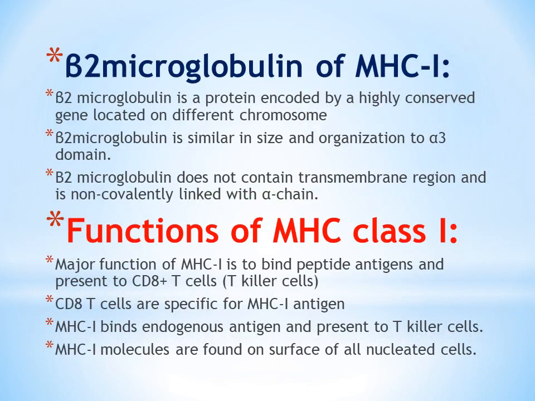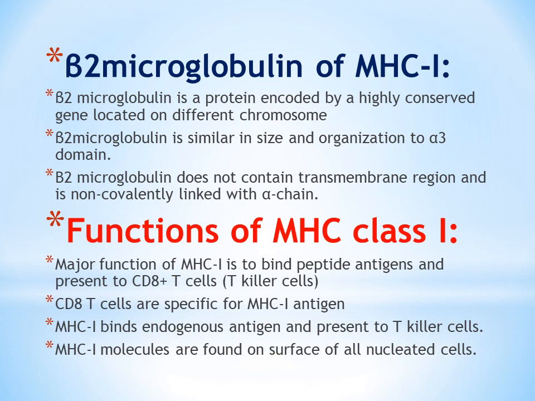Beta 2 microglobulin is small. It is coded by the 15th chromosome in the human body. It does not contain any transmembrane region and it is non-covalently linked with the alpha chain.